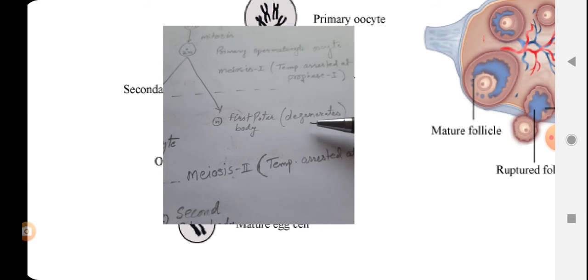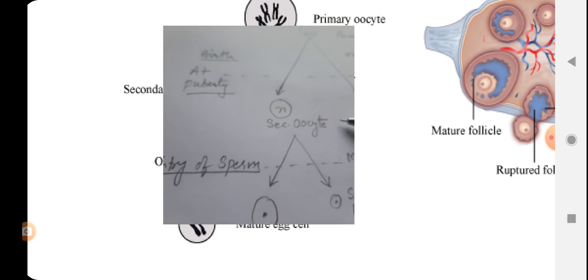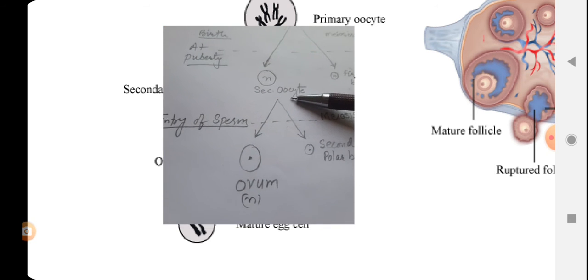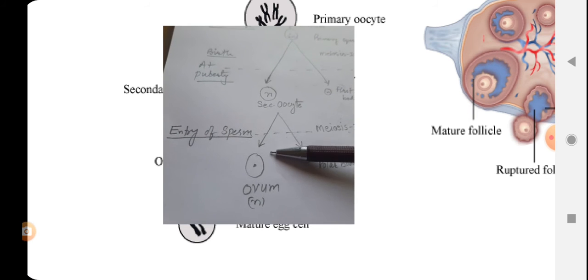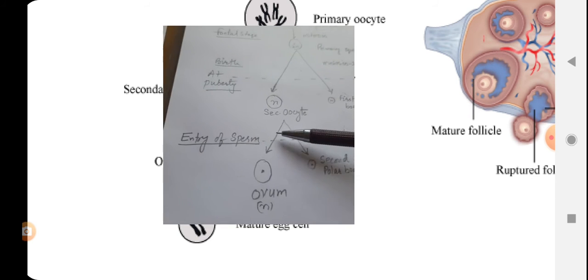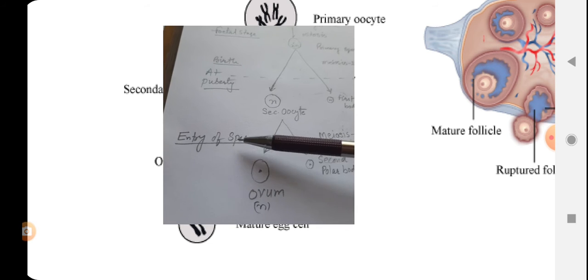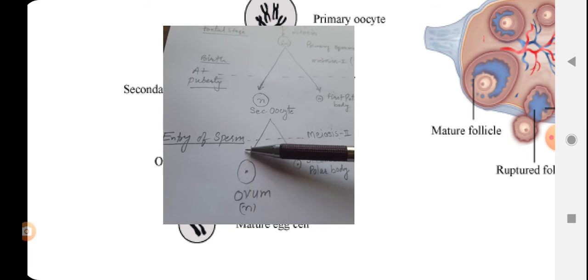The first polar body gets degenerated. This secondary oocyte now divides by meiosis 2. Meiosis 2 also gets arrested at metaphase stage, and in the meantime the sperm may enter during fertilization.